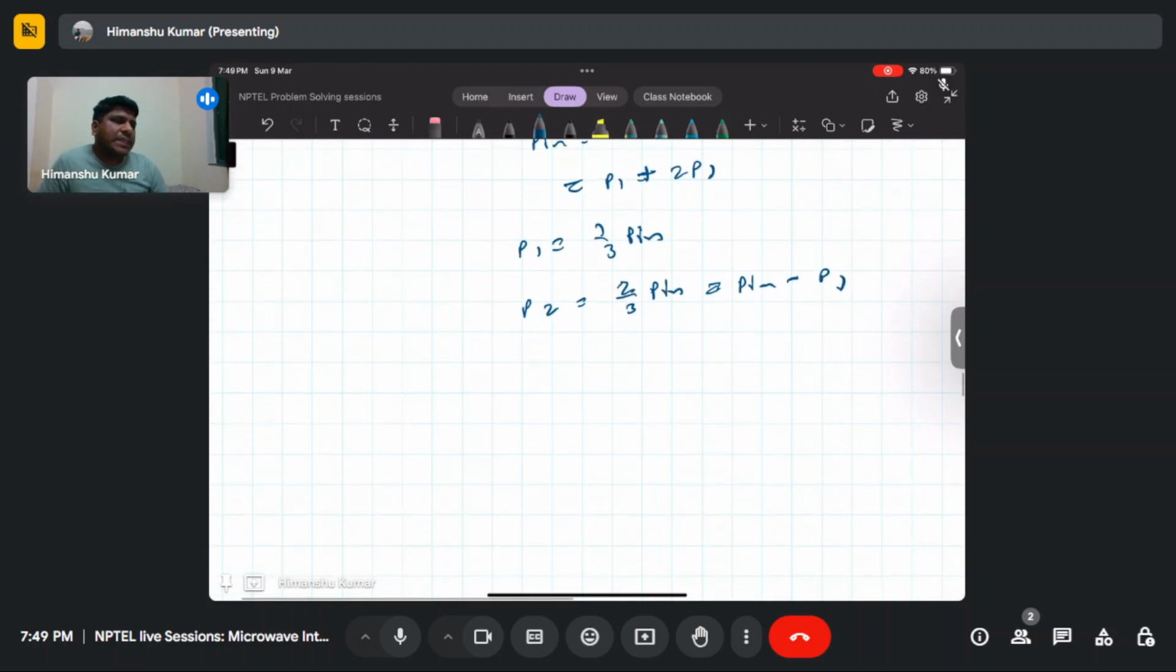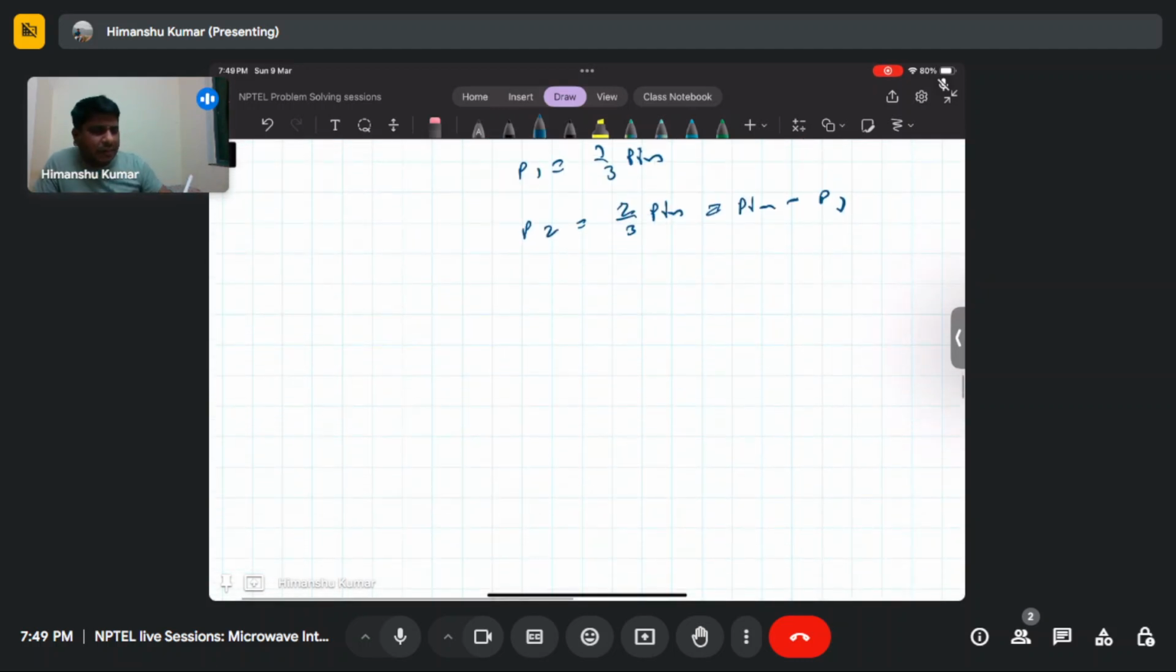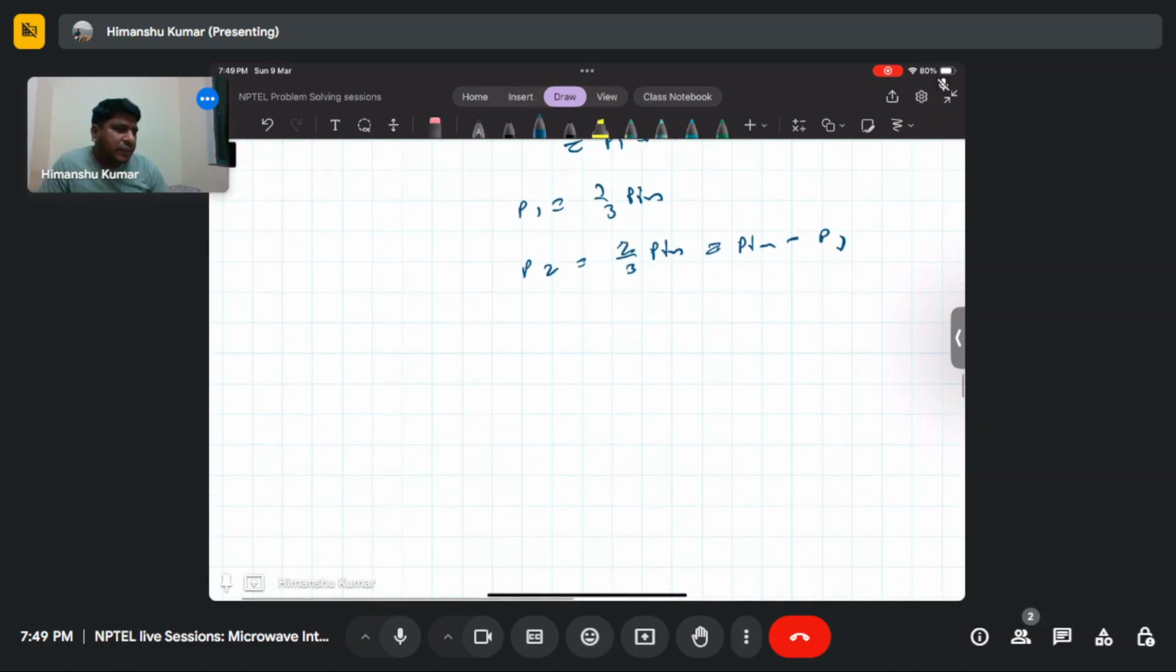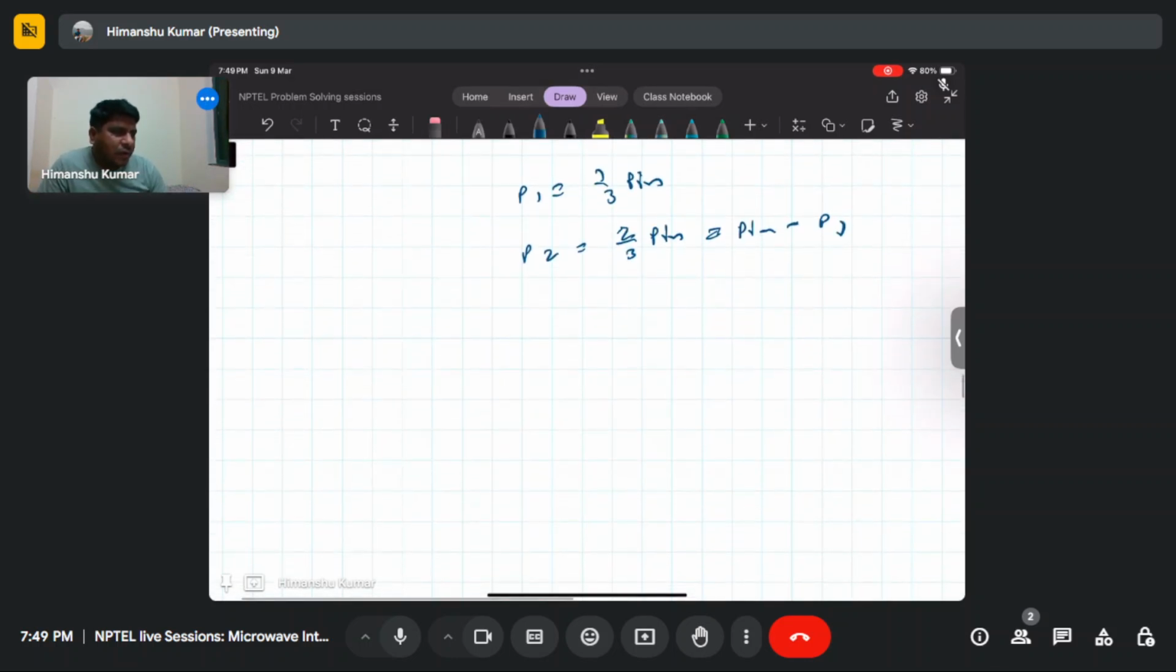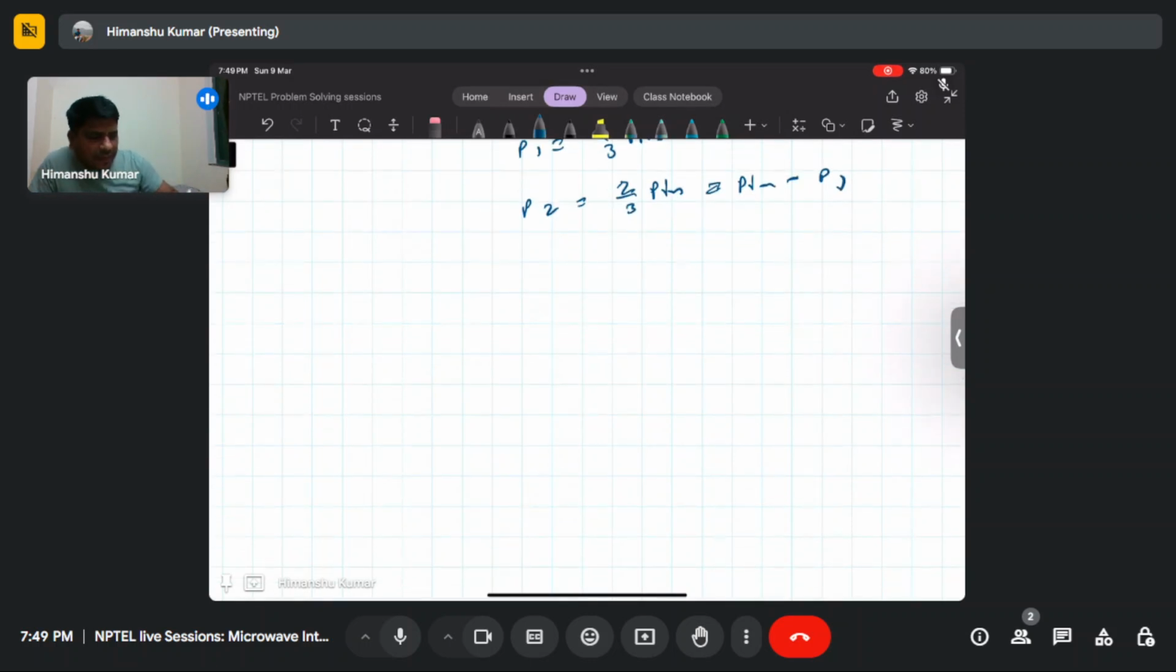Then we can write this P in. So P1 equals 1 by 3 of P in, which equals 1 by 3 of V in square by Z naught. And P1 we know is equal to V in square by Z1. So if we compare, then Z1 will be equal to 3 times Z naught.